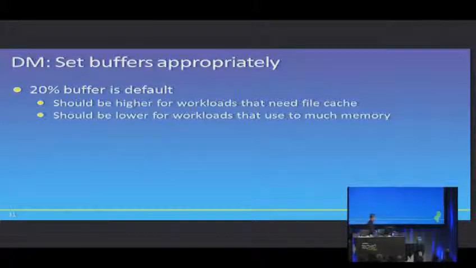Another comment on dynamic memory is we have the configurable memory buffer. It's set to 20% by default. You should set it higher for workloads like IIS or file server, where they'll benefit from having a large file cache. You should set it lower for workloads like SQL, which will try and chew up a lot of memory, because this helps keep them in check.